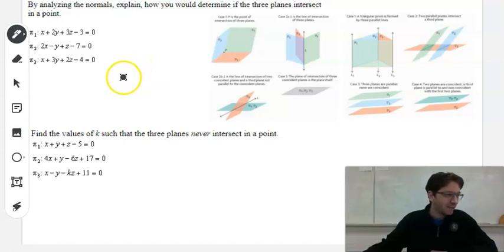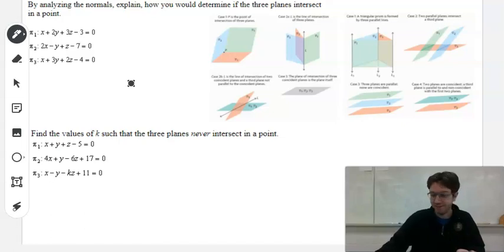Alright, so let's take up as much of the assignment as we can. This is the first question and the only question from the communication portion. I want to do it before we go over the thinking question. So it says, if we were to just analyze the normals of these three planes, how could we determine if they intersect in a point?